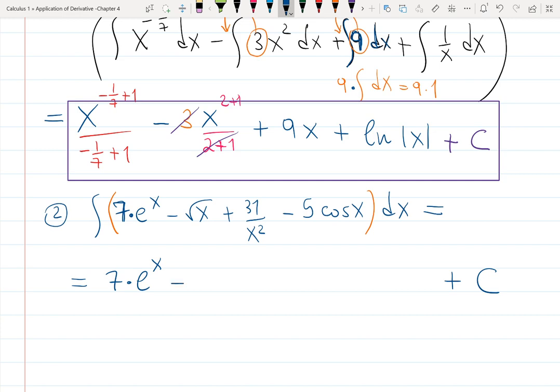Minus square root of x, not a very convenient way of seeing it. What is the square root of x? That's x to the 1/2. Then the property will be exactly the same as we had before. The power rule should be used. X to the 1/2 plus 1, over 1/2 plus 1.